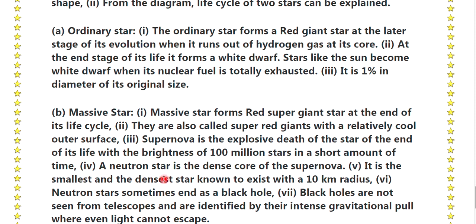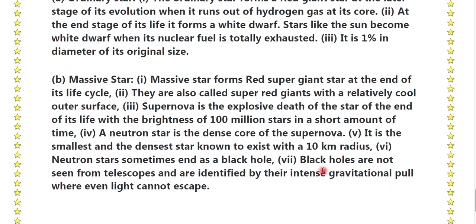Fourth point, a neutron star is the dense core of the supernova. Fifth point, it is the smallest and the densest star known to exist with a 10-kilometer radius. Sixth point, neutron stars sometimes end as a black hole. Seventh point, black holes are not seen through telescopes and are identified by their intense gravitational pull where even light cannot escape. Okay.